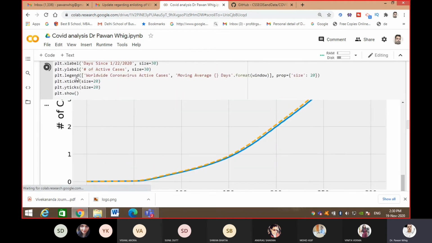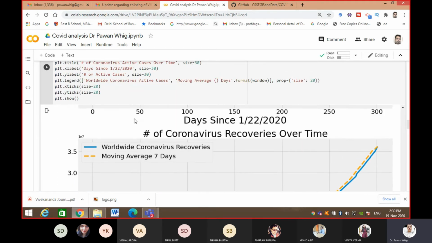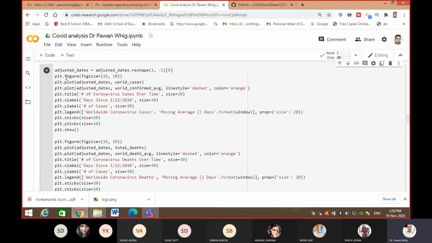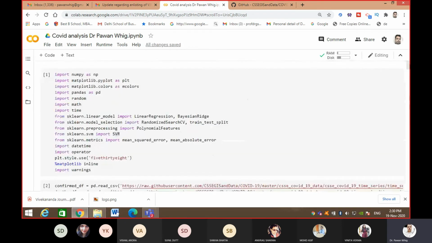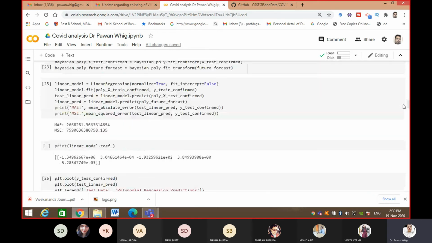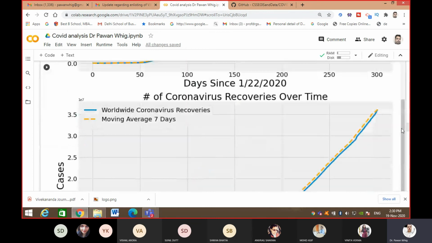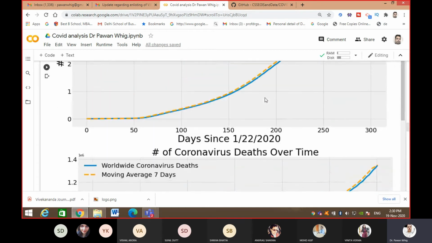Now let's explore some graphs. We are now plotting the graph of worldwide corona cases with moving average dates. You just have to write plot legend. All these graphs can be generated with the help of the library that we are using here, matplotlib. So matplotlib with colors and plot is responsible for generating all these kinds of graphs. So let's discuss this graph once.